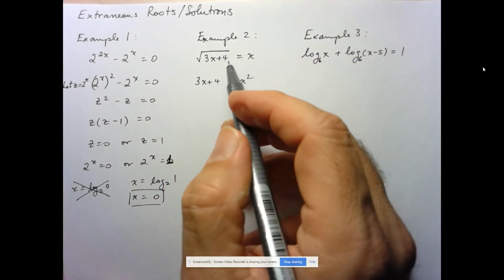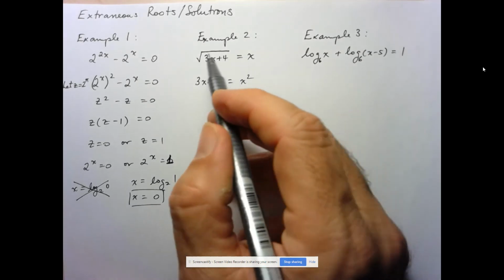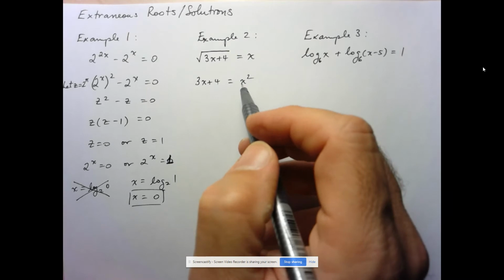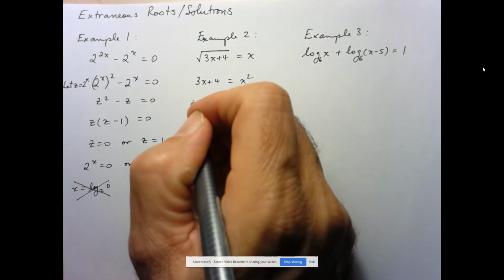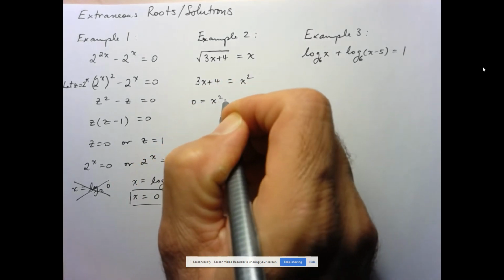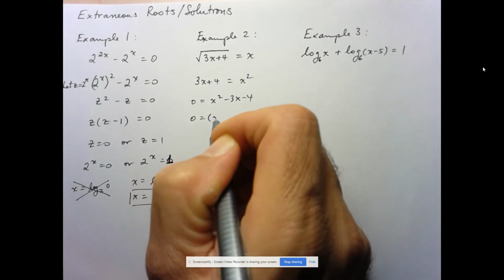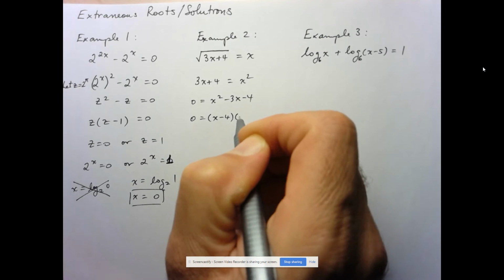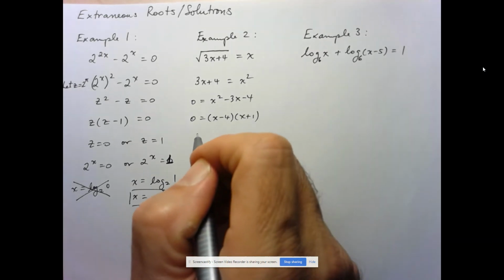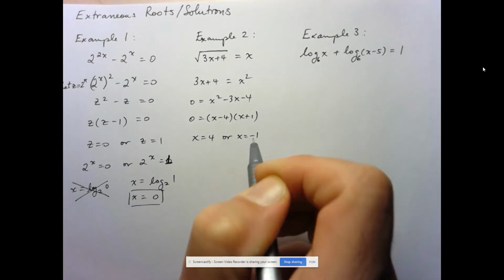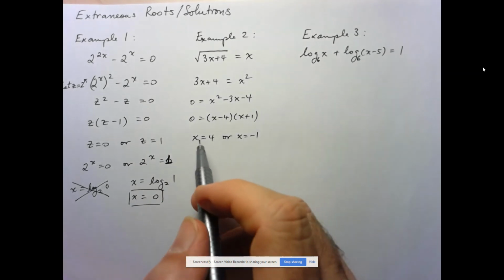And again, I've managed to turn this equation with a radical in it into an equation that's just quadratic. So let's solve this. So I'll bring everything to the other side. So I have x squared minus 3x minus 4. So we can factor this, x minus 4 times x plus 1. And so here we end up with x equals 4 or x equals negative 1. And everything looks perfectly fine.